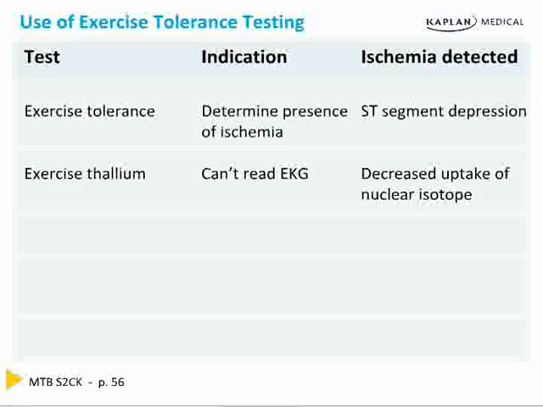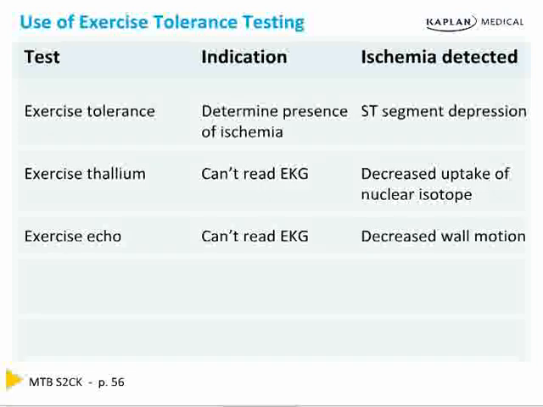You have a pacemaker or a bundle branch block, or you have digoxin, you have ST segment depression or elevation at baseline, left ventricular hypertrophy, for instance, or it gives baseline ST segment changes. You can't read the EKG, use thallium. Or you can't read the EKG, use an echo. Now, one of the hardest things for people is to understand that exercise thallium and exercise echo are identical in sensitivity and specificity. You cannot be asked to choose between them.